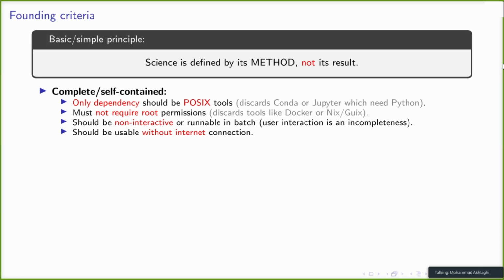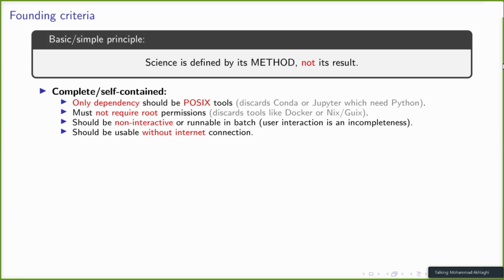Okay, so these are the set of premises that we came up with while we were working on this. One of the first ones is that the project should be complete. Effectively, it should only rely on a minimal Unix-like system, which can be named POSIX, commonly known as a minimal system. It shouldn't require root access. It should be able to run non-interactively, because human intervention means incompleteness, right? At the moment a human comes in, reproducibility comes out.